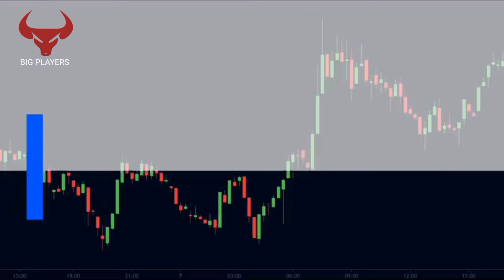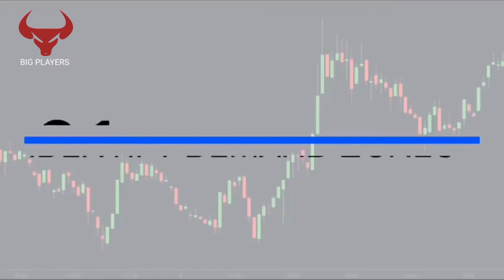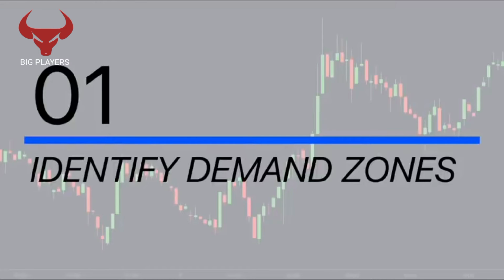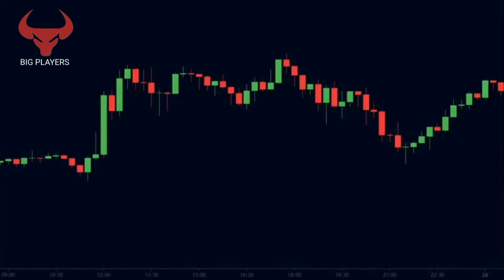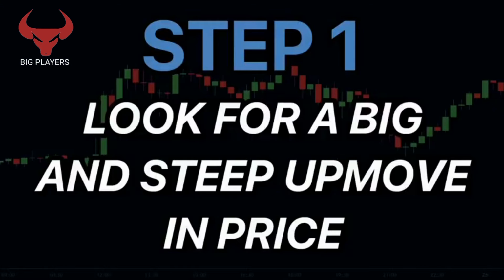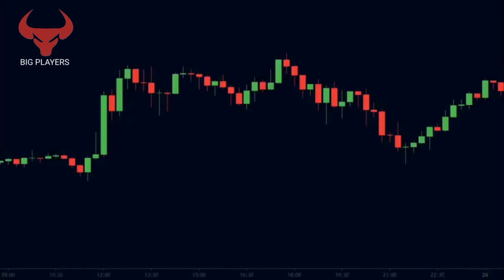to trade them. So first, let us start by identifying the demand zones. To identify a demand zone, we need to follow two steps. Firstly, we will look for a big and steep up move in price. In other words, we are looking for upward moves with successive big green candles.